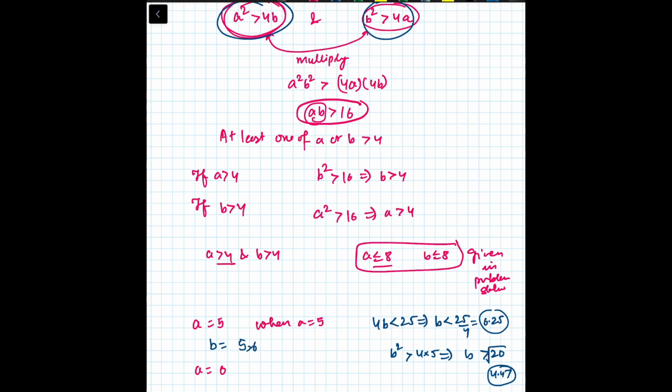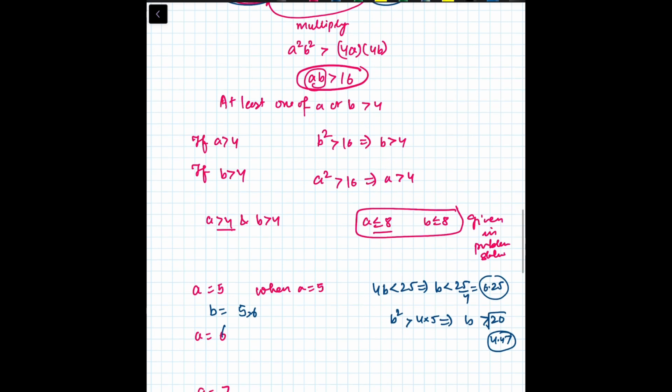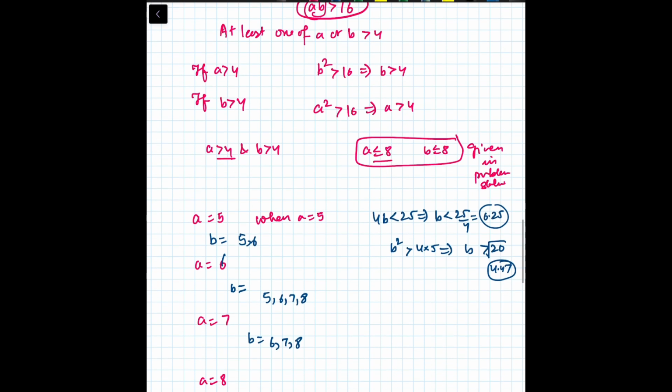And similarly you can perform the calculations here. For 6, b can take values 5, 6, 7, 8, and for 7, b can take values 6, 7, 8. Similar calculations you have to do. And for 8 also it can take values 6, 7, 8. So that means 1, 2, 3, 4, 5, 6, 7, 8, 9, 10, 11, 12. So there are 12 pairs possible.